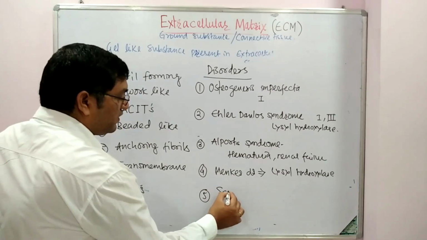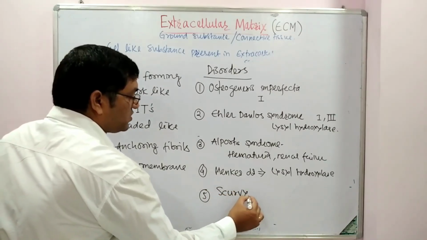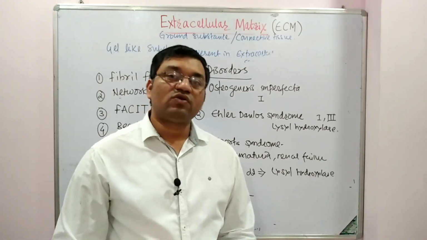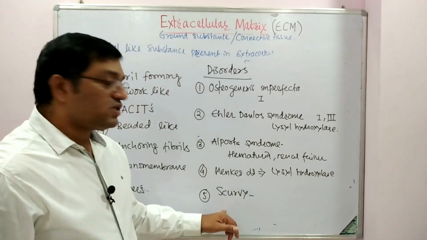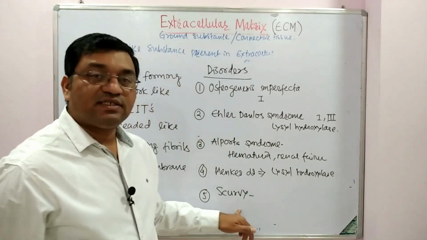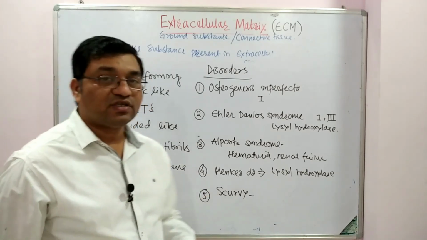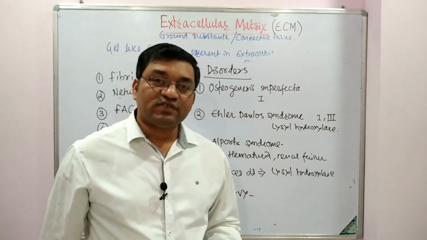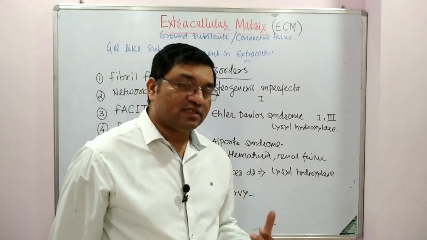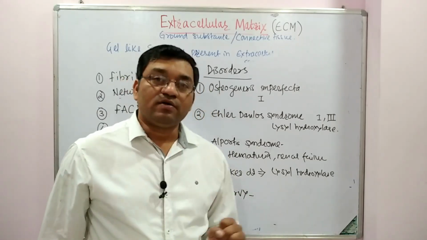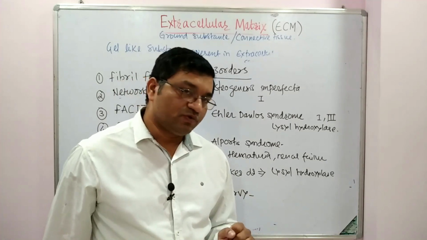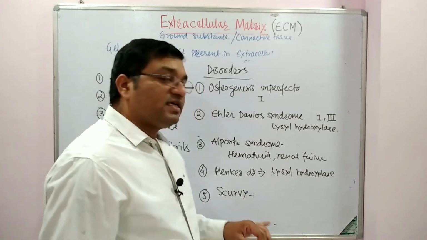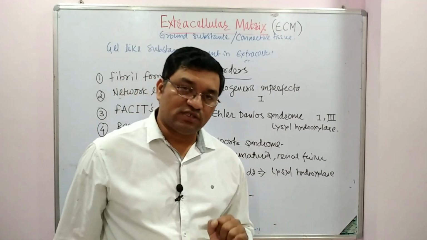Now fifth one is scurvy. It is due to deficiency of ascorbic acid, which affects the hydroxylation process. Hydroxylation of proline and lysine is affected. That's why collagen cross-linking is affected, and capillary fragility is there. That's why there are hemorrhagic tendencies in scurvy, and bleeding gums.